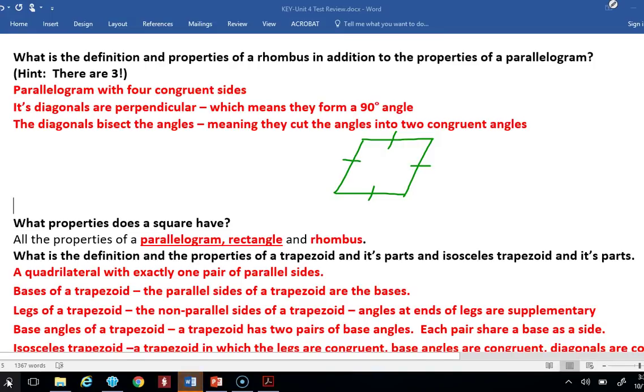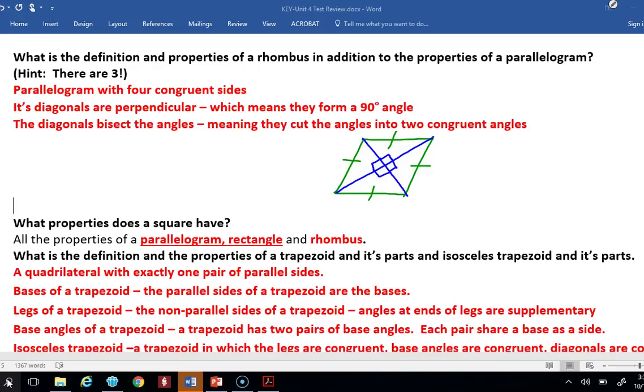Now, a rhombus has two properties that apply to it that have to do with its diagonals. So diagonals, again, go from opposite angles. And in a rhombus, the diagonals are perpendicular. So they create four right angles in here. So all four of those angles would be right angles in there.